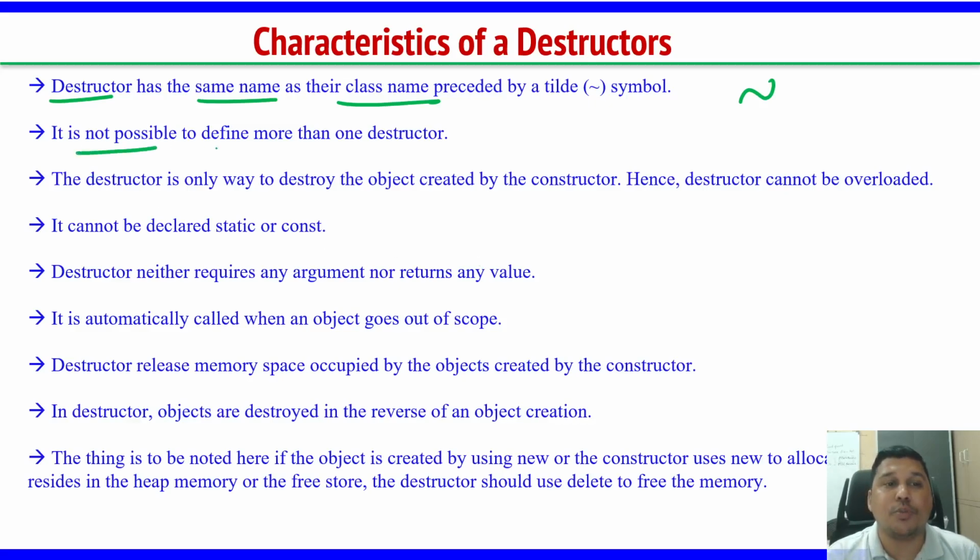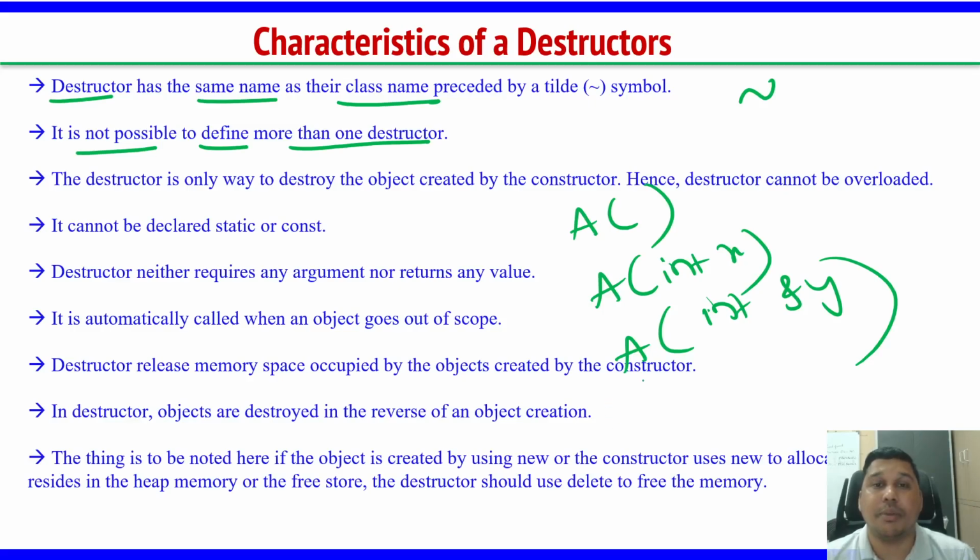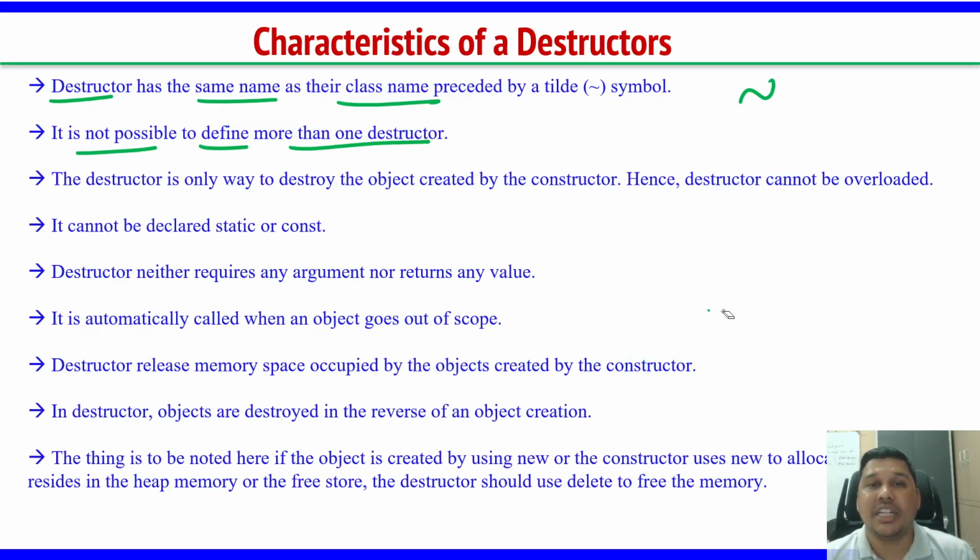It is not possible to define more than one destructor. For a constructor, you can define a default constructor, a parameterized constructor, and also a copy constructor. But the destructor should be only one. You cannot have multiple destructors in a single program. You cannot define more than one destructor like we are defining more than one constructor.